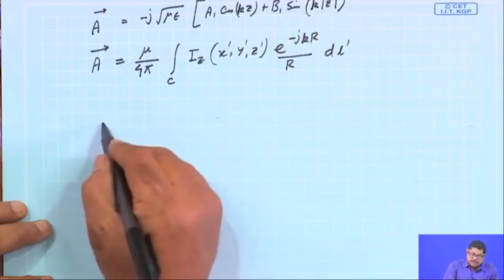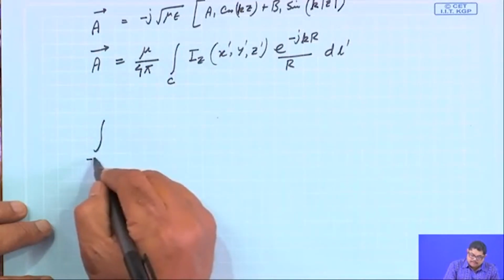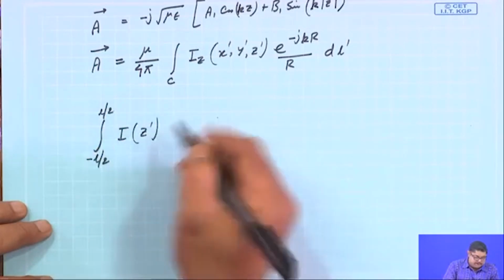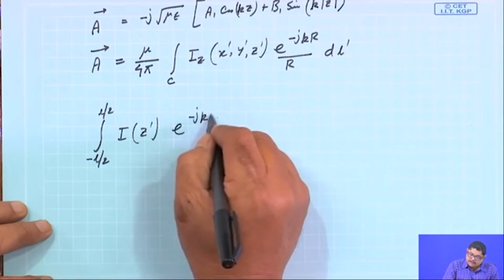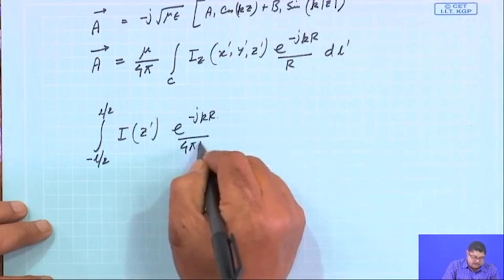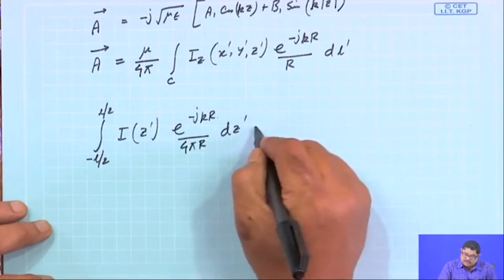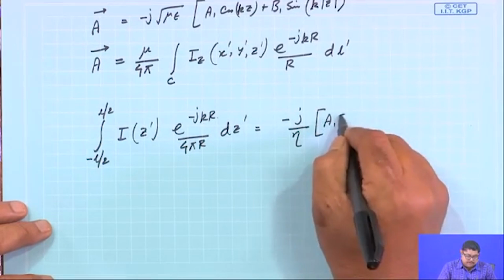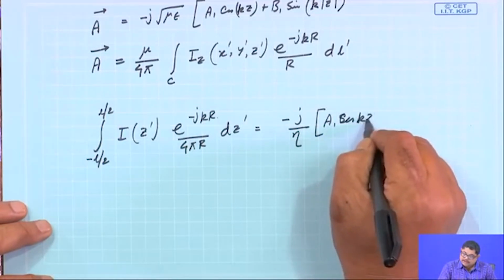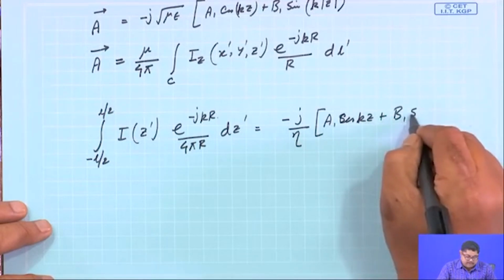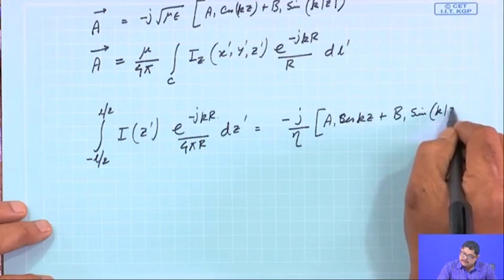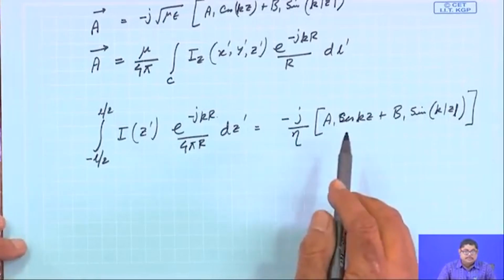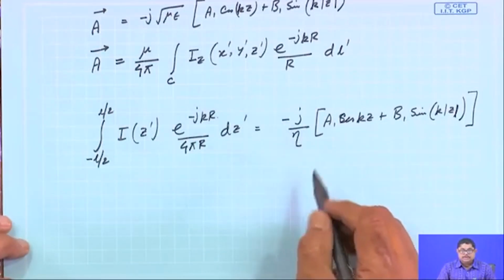So, these two are equated. I can put the integral from minus L by 2 to plus L by 2 of I z dashed e to the power minus j k r by 4 pi r dz dashed is equal to minus j by eta times A1 cos kz plus B1 sin kz. Okay, this mu and epsilon gives you this impedance.